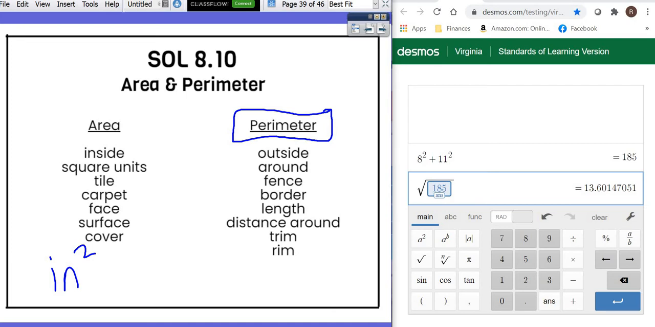Perimeter is the outside of something, and just the outside, not anything on the inside. You're just adding the edges, like around a fence or a border or trim, rim, anything like that. And that's going to be in regular old units. It's not going to be square.